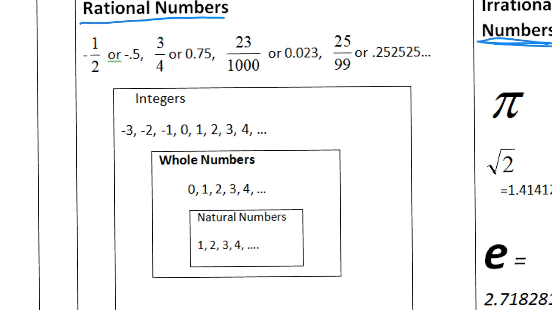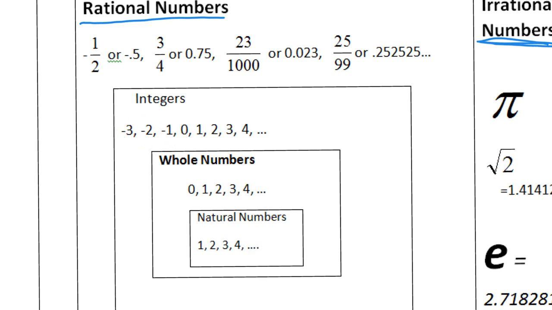If you guys expand further out, now you have a bigger rectangle. And the next one is integers. Now, integers include the whole numbers and the natural numbers. Notice here we have the 0, which is a whole number, and then we have the numbers on the positive side, 1, 2, 3, 4, and it keeps going 5, 6, 7, 8, all the way to infinity. So integers include the whole numbers and the natural numbers, but they also include the negative numbers.